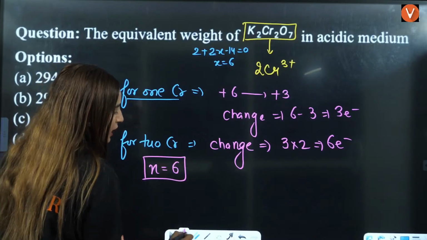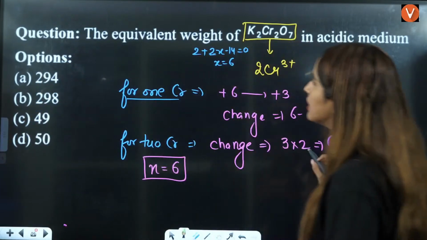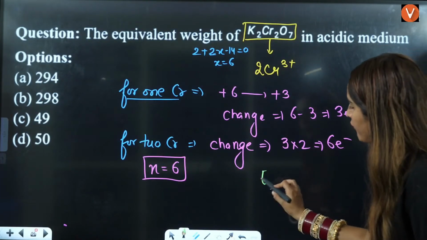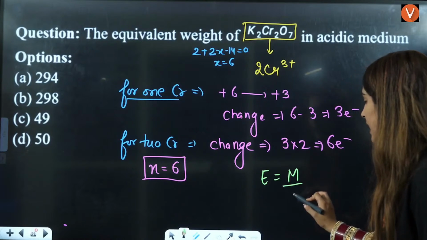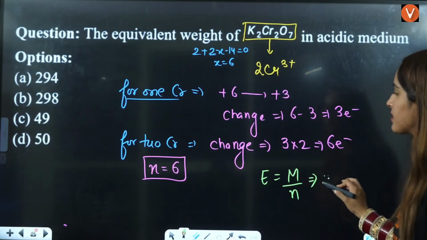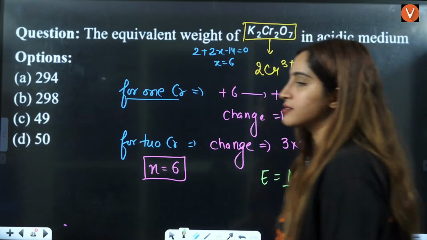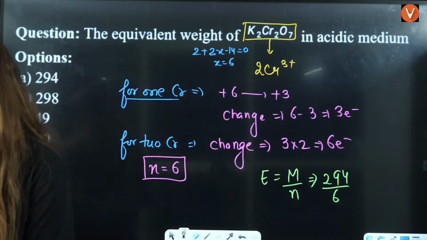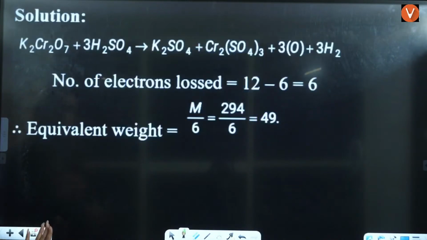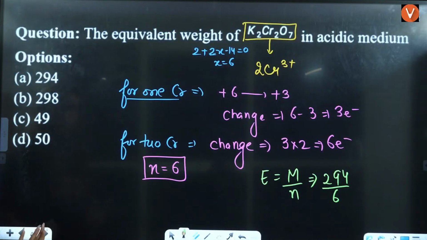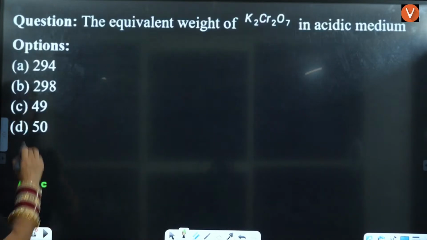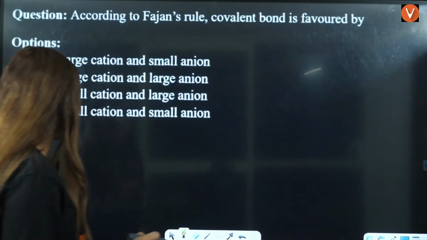Why did you find the n factor? Because they are asking you the equivalent weight. Equivalent weight is equal to molar mass by n factor. Molar mass is 294 by n factor 6. So hence this is going to be your answer. If you solve this, you will get the answer as 49. That is, C is the correct answer here.